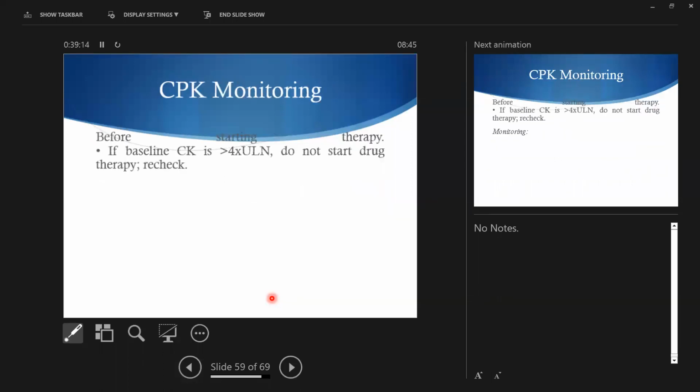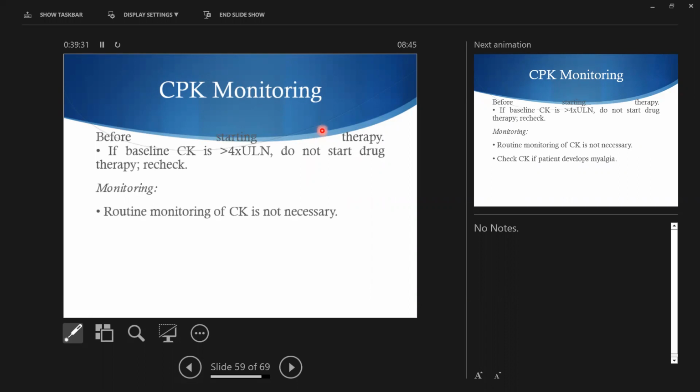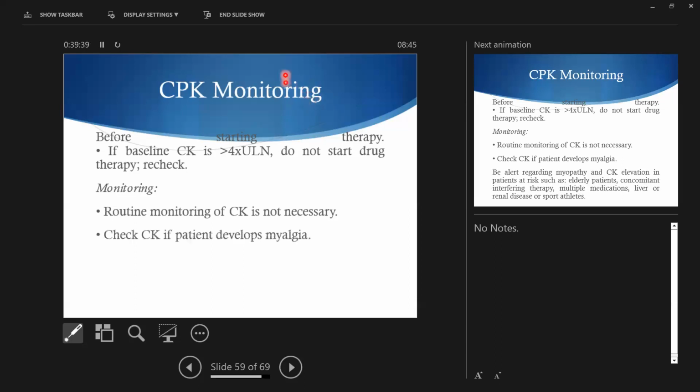CPK should be monitored before starting the treatment. If the baseline CPK is more than 4 times the upper limit, it's better not to start statin. They will recheck the CPK level. Then routine monitoring is not required unless they are symptomatic. So once you have done a baseline, it is normal, and the patient doesn't have any muscle symptom, there is no need of rechecking CPK after that. Check CK if patient develops myalgia.